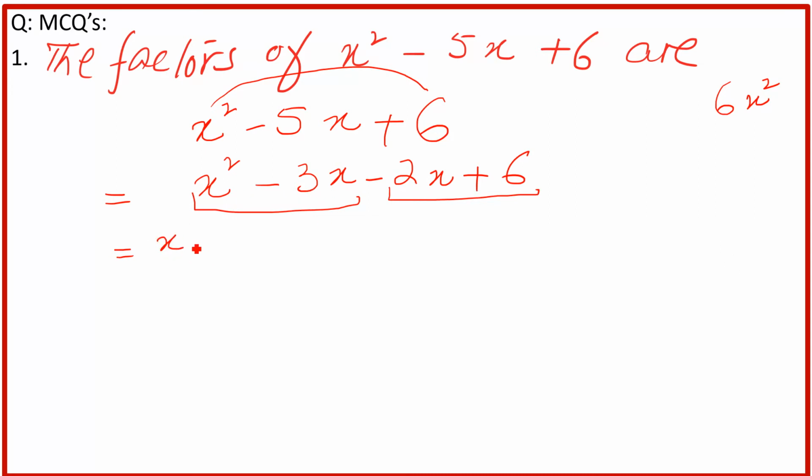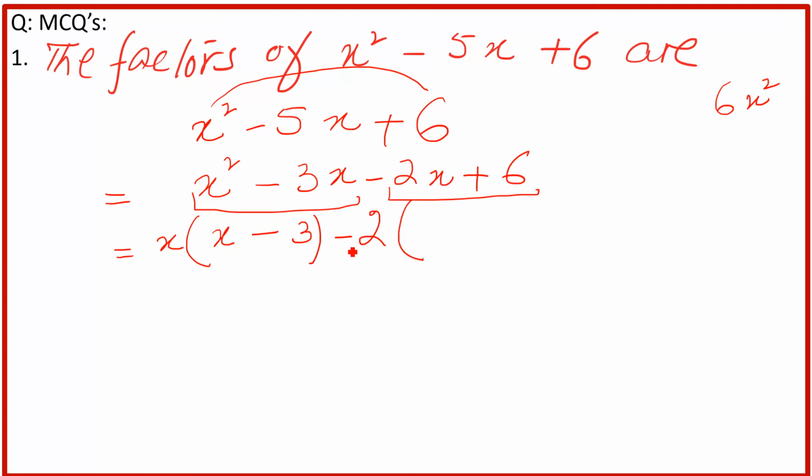So x is the common. Common means which is present in both terms. And what is left here? We have taken x as a common, so x is remaining, and here negative 3, because x we have taken as a common. Then is the negative sign. From these two, 2x plus x, we can take 2 as a common. So what is remaining?